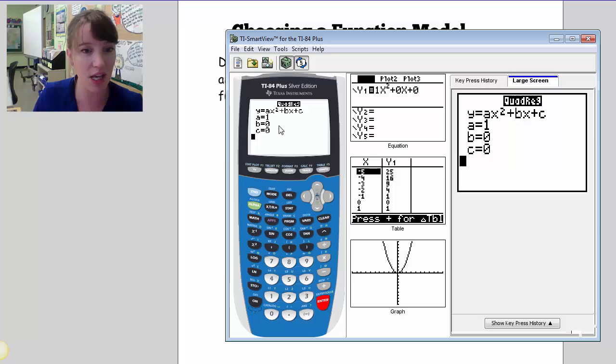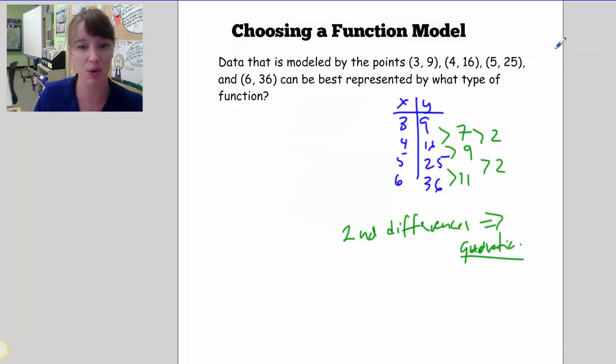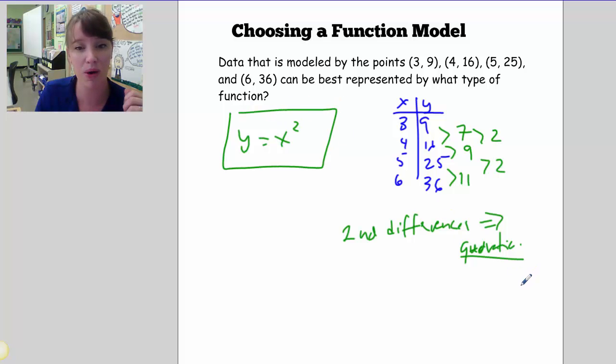So here it's just the A is 1. So here it's just Y is equal to X squared. And I guess we could have seen that too if I had just looked at it, right? Y is equal to X squared. So it's a long way to just realize that all you're doing is taking the X and squaring it. But that's the way you can determine whether it's linear, quadratic, or exponential, and then if you need to, you can find the functions. And that's the end of the lesson for today.